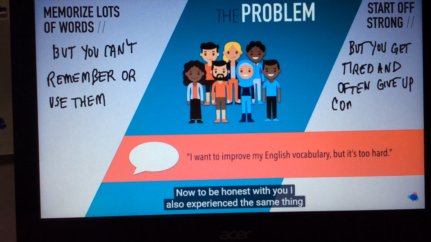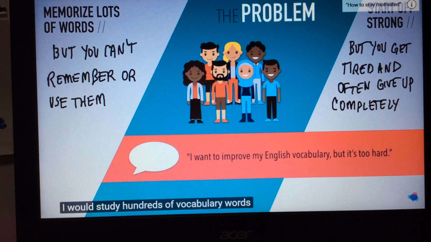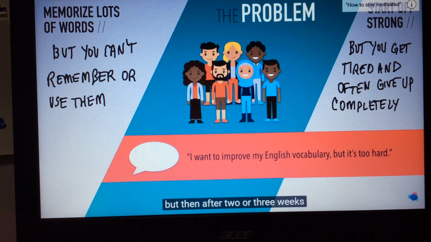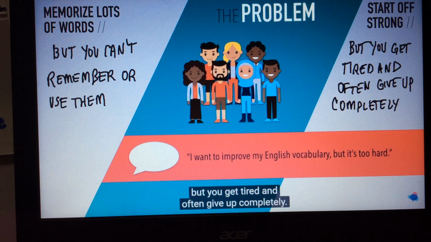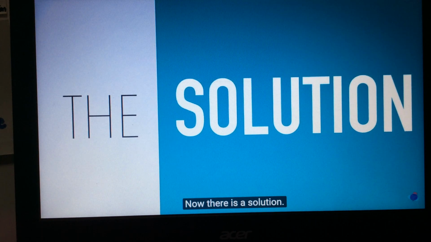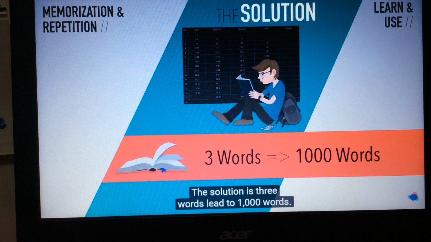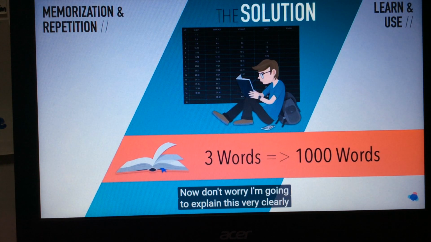Now, to be honest with you, I also experienced the same thing when I was studying Korean. I would study hundreds of vocabulary words, but then after 2 or 3 weeks, I would get tired and just stop. So, again, you start off strong, but you get tired and often give up completely. This is the problem. Now, there is a solution. The solution is 3 words lead to 1,000 words. Now don't worry, I'm going to explain this very clearly and it will really help you to learn 1,000 words.